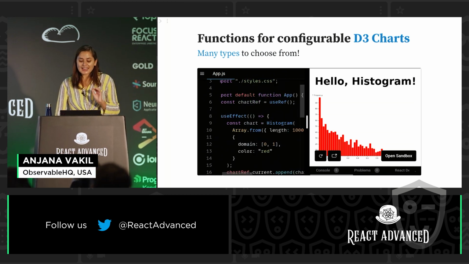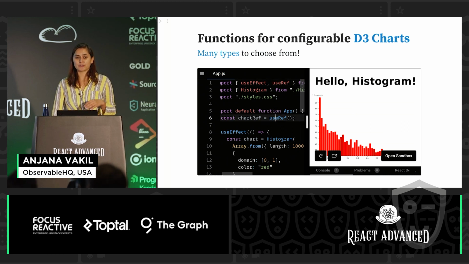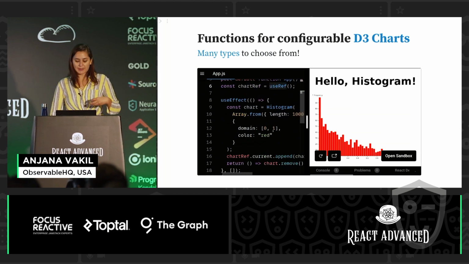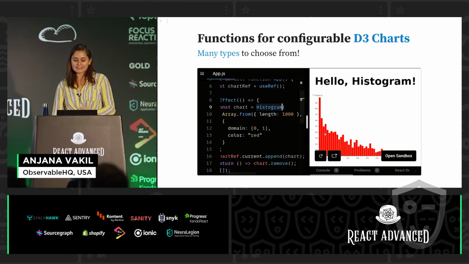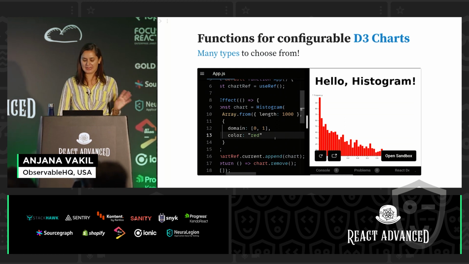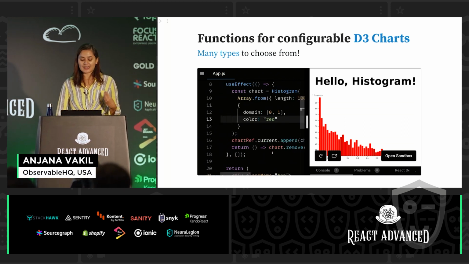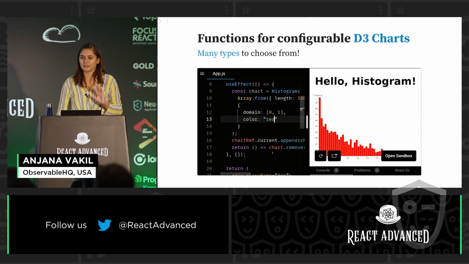And using the exact same pattern that we just saw, you can insert this into a React app. So having a useRef and useEffect pattern that we just saw, you can call a histogram function and get an instant histogram, customize it as you see fit, make it red, make it whatever. And again, using that same useRef, useEffect, clean up after yourself pattern that we just saw.